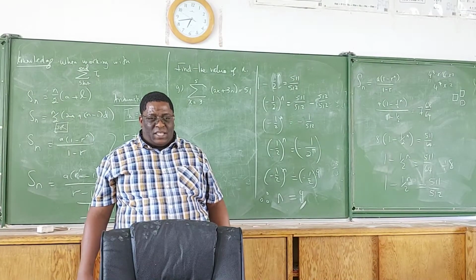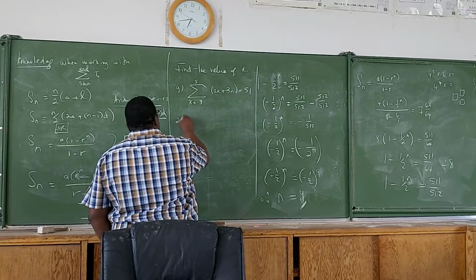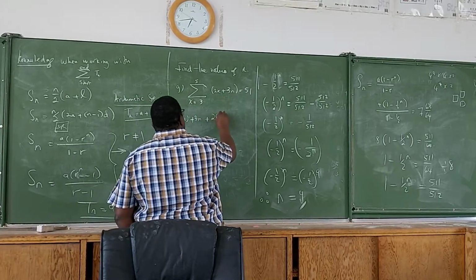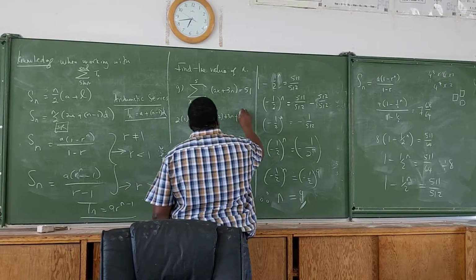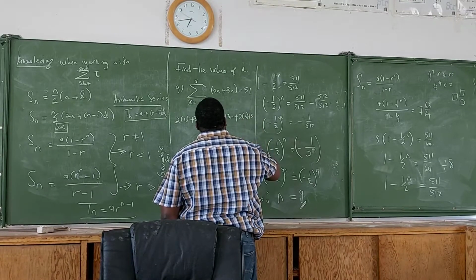Are we clear? Okay. Right. So let's see. 2 times 1 plus 3 plus 2 times 2 plus 3. You have to do 3 of them, right? Plus 2 times 3. So what are you saying?